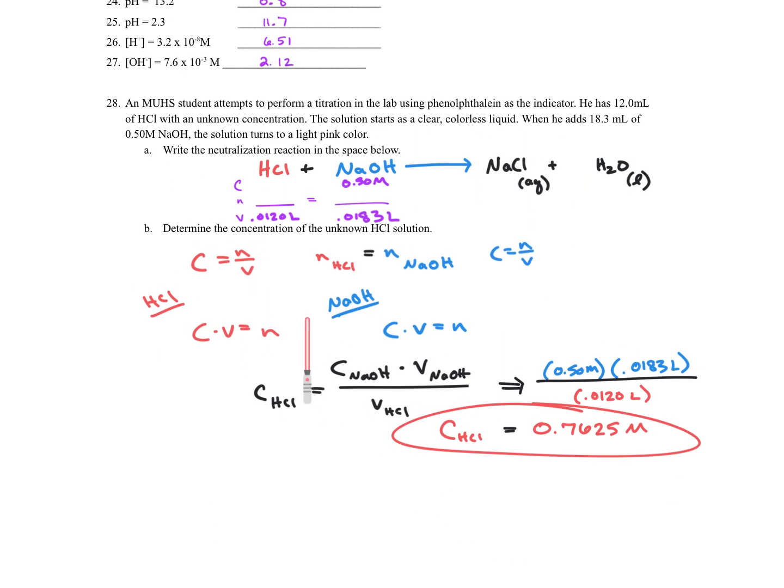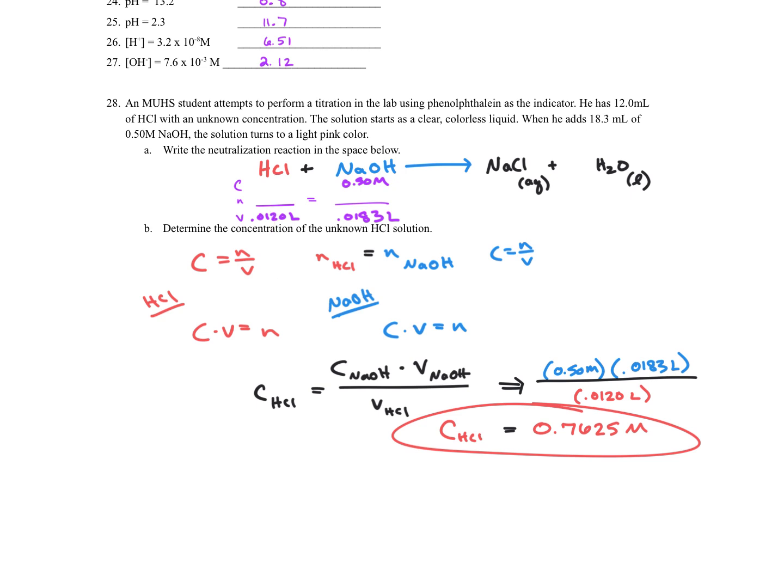Okay, the last question on this section deals with a neutralization reaction. So if you have an acid and a base, it always makes a salt and water. Now, if you keep track of the concentrations and volumes that are used, because we know that when things are neutralized, the number of moles are equal, then you can use this equation to figure out how many moles was present. And if you know the number of moles in a volume, you can determine the concentration.